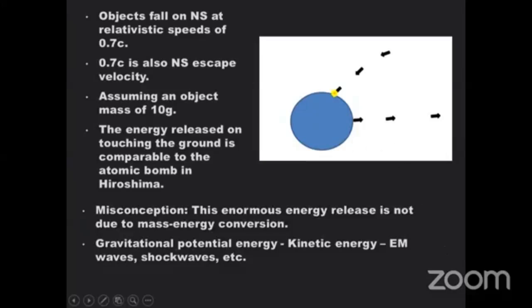How about if you want to throw it? If you want to throw something off from a neutron star, you will need the same amount of speed. You must give the object an initial speed of about 70% the speed of light. So it is enormous because of the huge gravity.